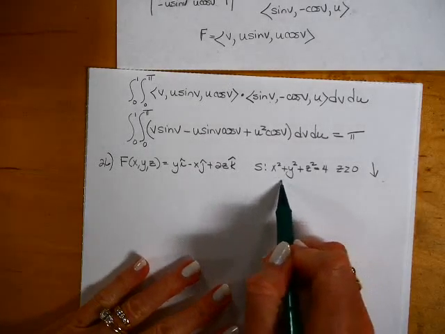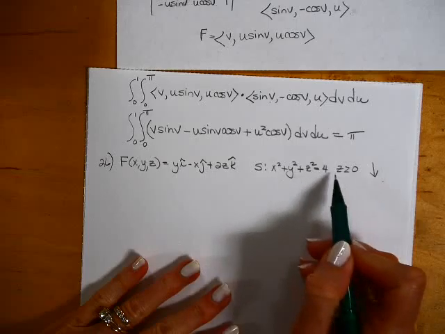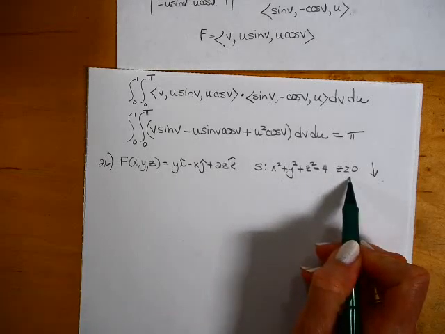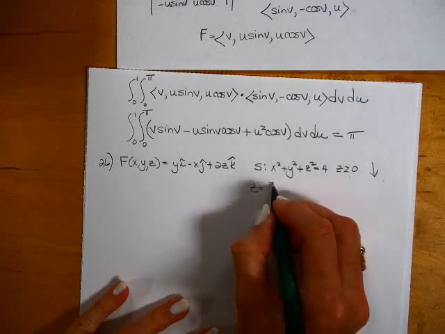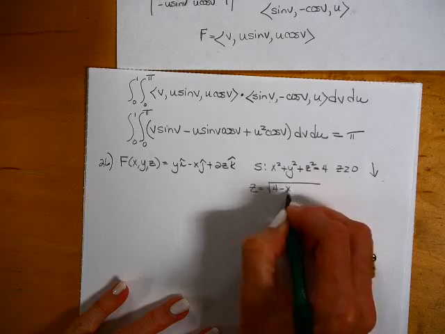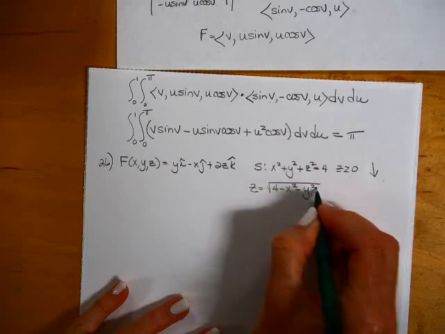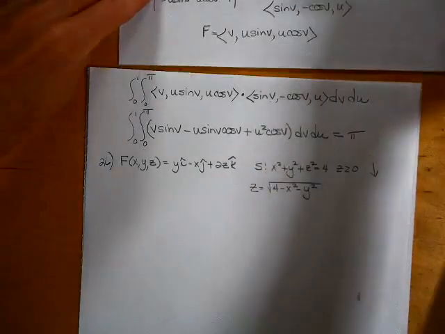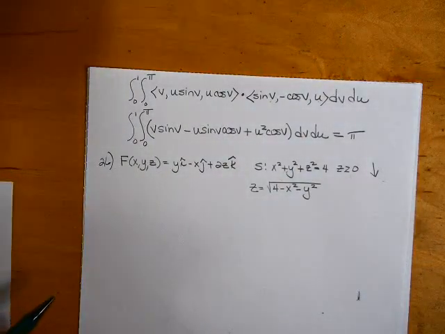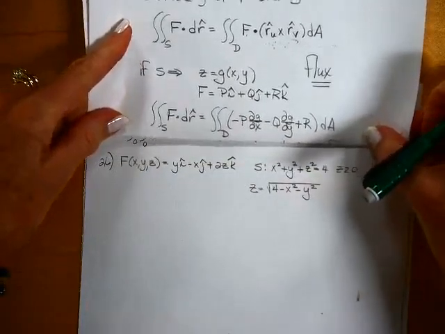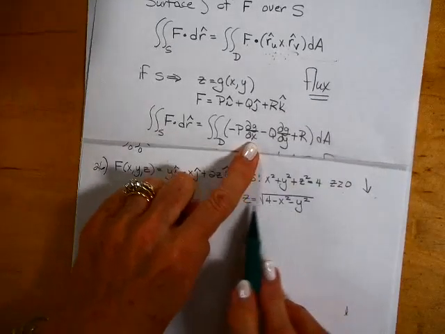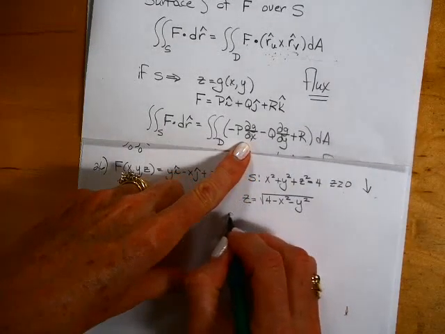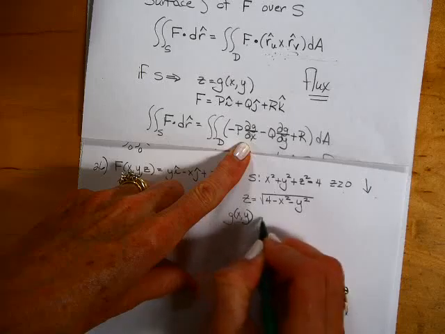All right, I am going to solve this for z. And since z is greater than or equal to 0, I'm going to look at the positive square root. So z is the square root of 4 minus x squared minus y squared. Now, if you'll look back at the formula that you're using for this one, it's this one. And this z, that is your function g. This is g of x, y.